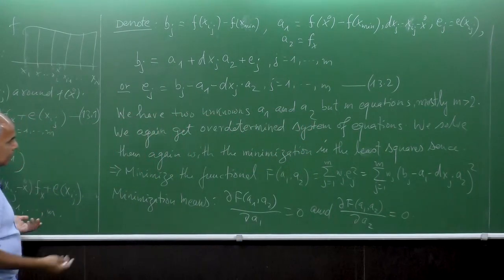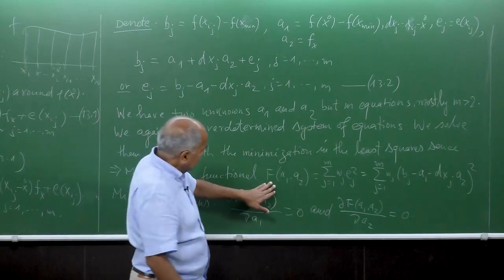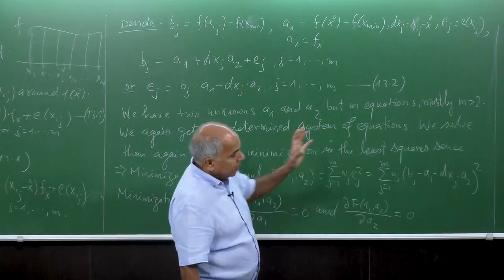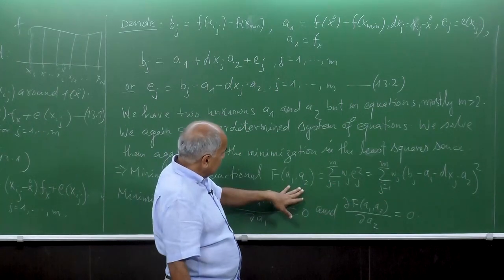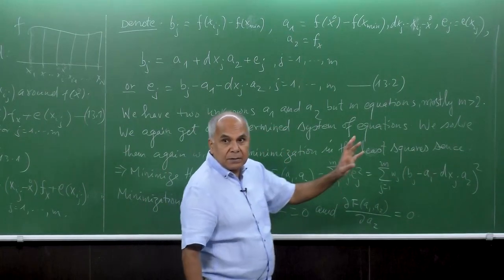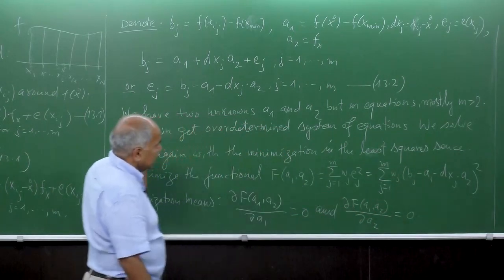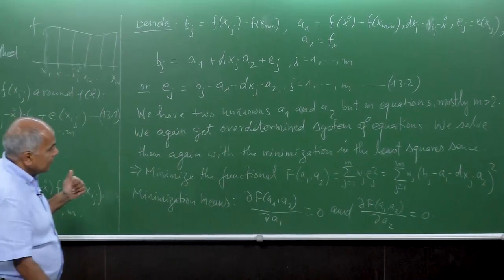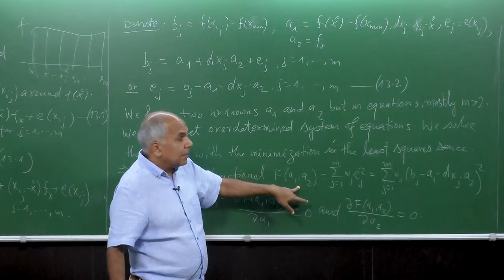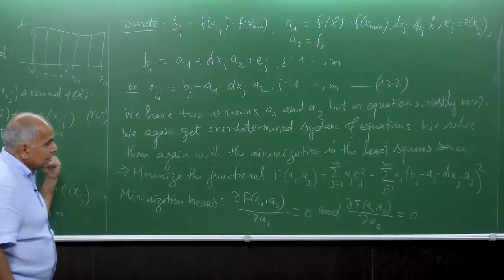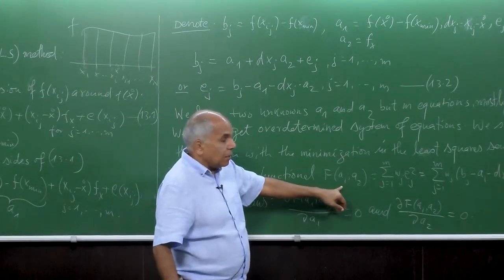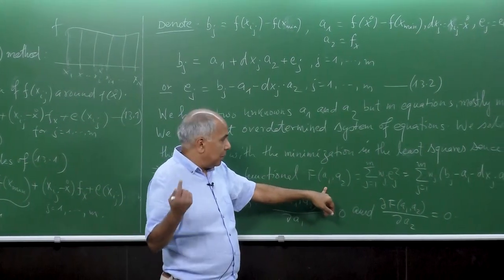So again, what we do is that we take the partial derivative of this functional with respect to a1, make it 0, and take the partial derivative of this functional with respect to a2, make it 0, then we get the linear system. So now here we have two unknowns, then we get a 2 by 2 linear system. See, in our method 1, what we had in the linear case was only a 1 by 1 matrix, or so only one component.